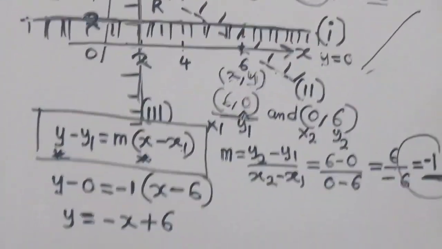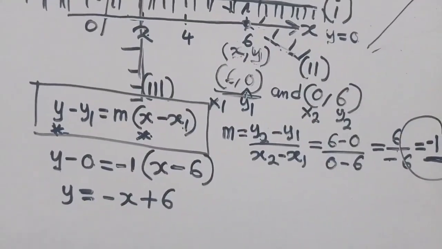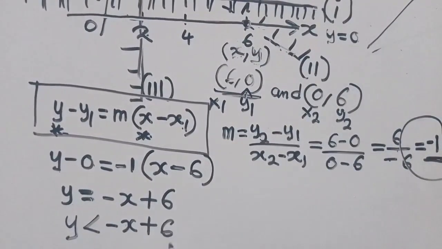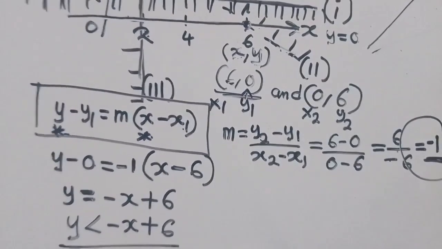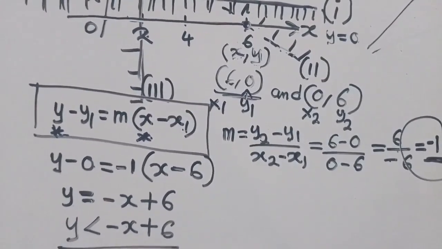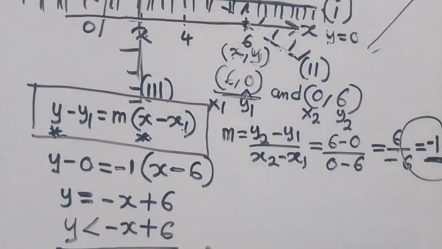So now I go to my answer. This is my answer. So the inequality is less than, so it's y less than negative x plus 6. Have you seen? So this is the answer. This is how you need to work out these things. So let's make sure we practice through these simple things here. Let's make sure we understand this.